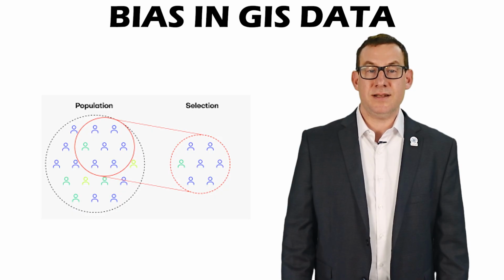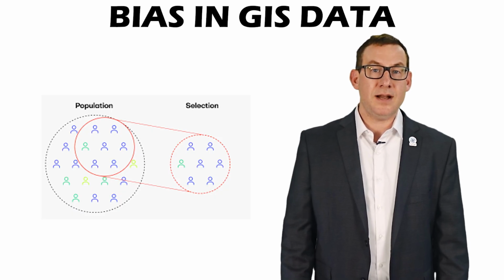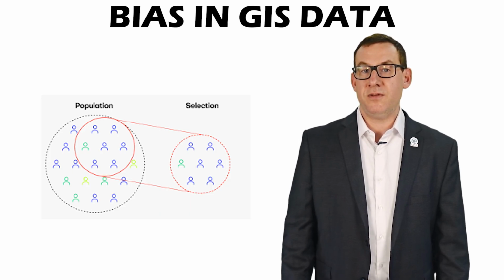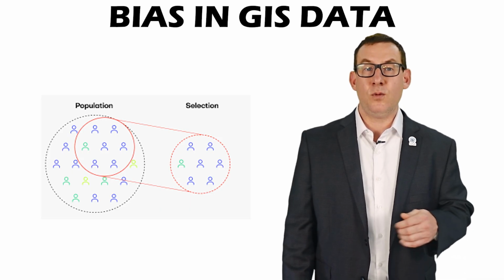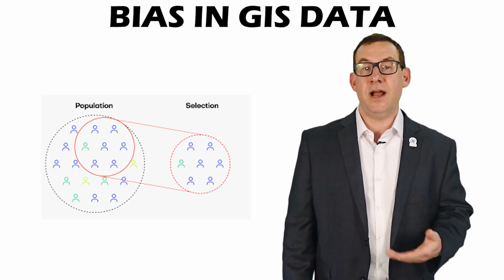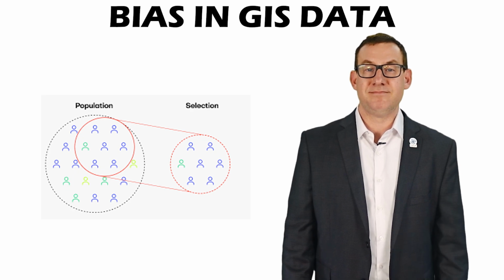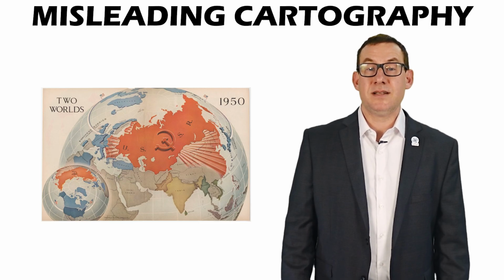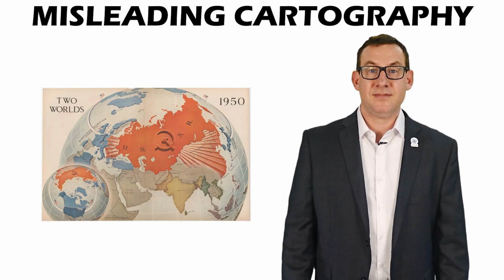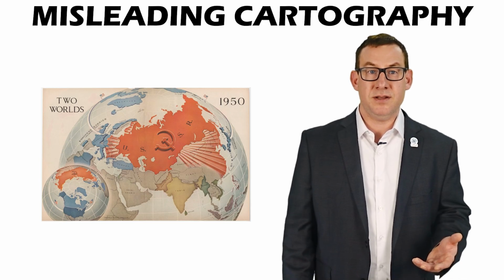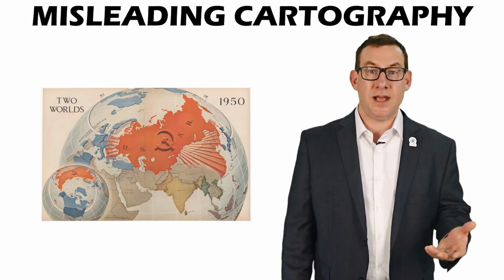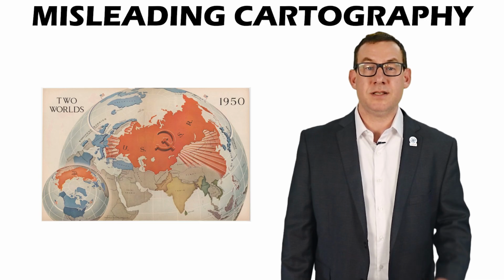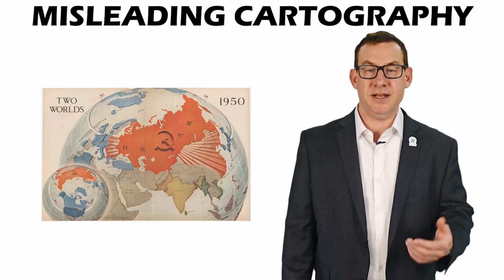Bias and equity in GIS data. Many datasets inherently underrepresent marginalized populations. GIS professionals must document bias, avoid misleading conclusions, and consider equity when producing maps and analysis. Misleading cartography. Color choices, classification methods, symbol sizes, and map scales can distort reality. Ethical cartography requires transparency about uncertainties and data limitations.